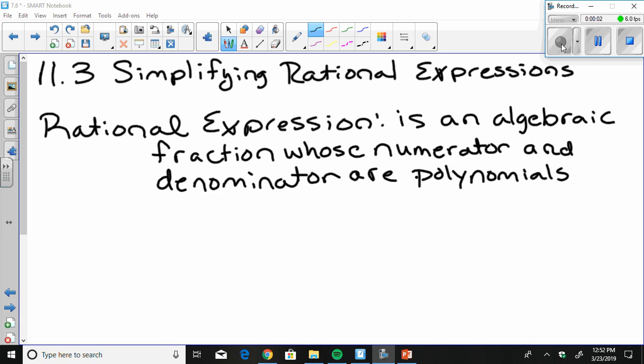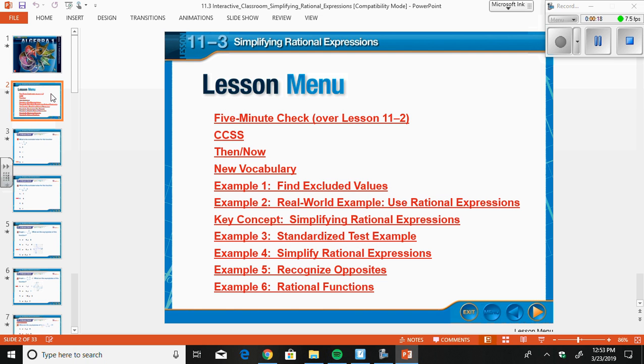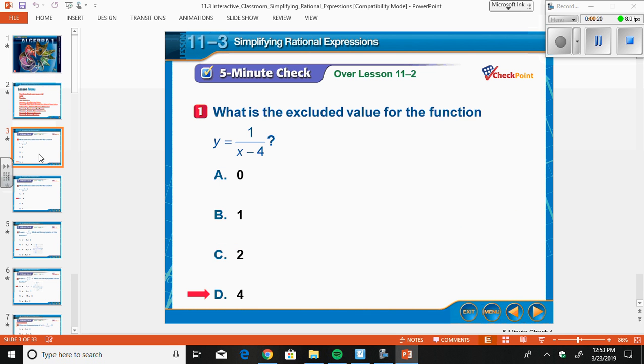Algebra 1, Chapter 11, Section 3, Simplifying Rational Expressions. So what is a rational expression? In this case, we are talking about an algebraic fraction whose numerator and denominator are polynomials. The lesson menu tells us we have 6 examples to hop on through.